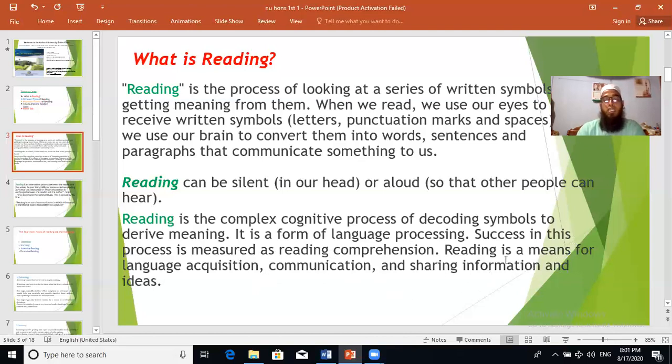So reading is a way, a means. We read for language acquisition. We read so that we can make better communication. We read so that we can share our information and ideas.